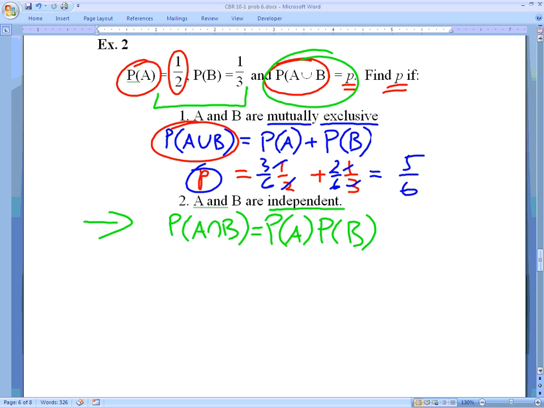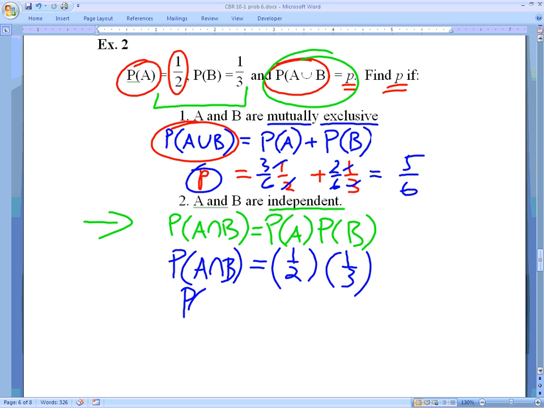So let's start with this formula here. I've got probability of A is 1/2, probability of B is 1/3. So the probability of A and B is equal to 1/2 times 1/3, which is 1/6. Again, that's not what I'm looking for. I'm looking for A or B. But now that I know this, I now have three numbers. If they're independent, probability of A is 1/2, B is 1/3, and the A and B probability is 1/6.